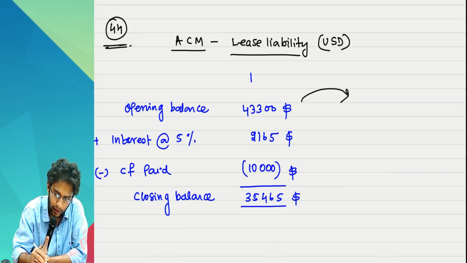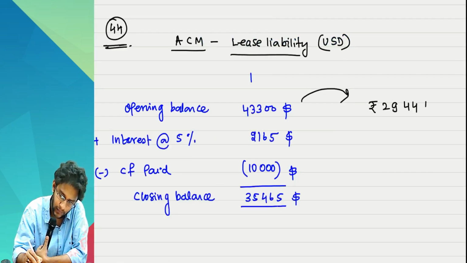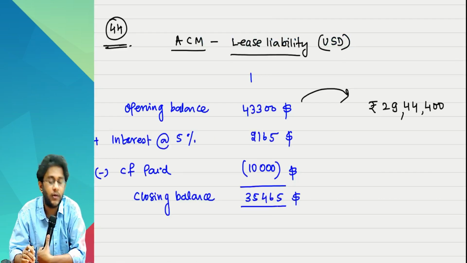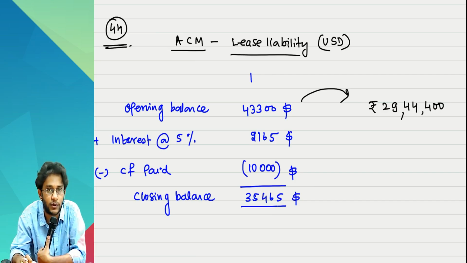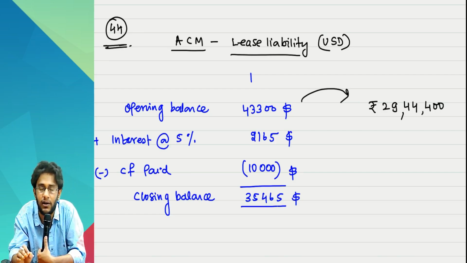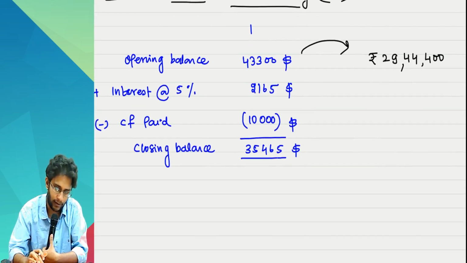This in rupee terms you already recorded at rupees 29,44,400. Interest you are still to account, because interest accounting will happen at the end of the year. Cash flow is also paid at the end of the year. Closing balance is a monetary item, so that remeasurement also will happen at the end of the year. That will definitely give you an exchange gain or exchange loss, which will travel to PRL. Anyway, let's see.